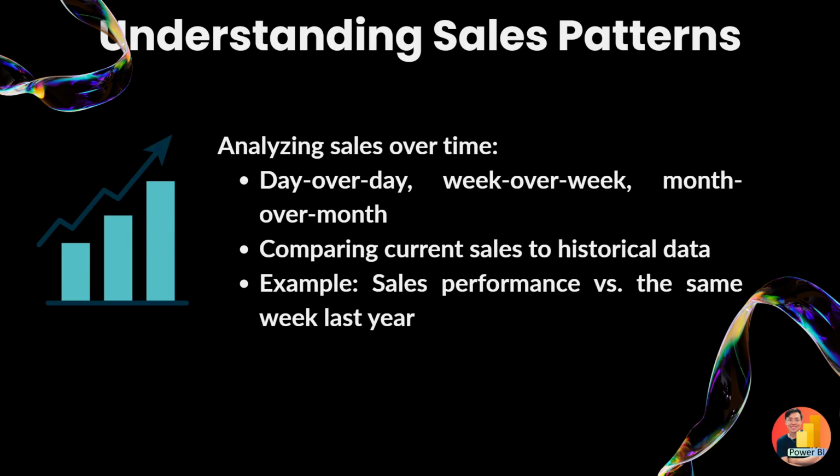So understanding sales patterns, we need to know how to analyze sales over time. There are a lot of types of analyzing. We can go day by day, week over week, month over month. All these are very important. Analyzing sales over time, compare current sales to historical data. We need something to compare against as a standard. Are we improving? Are we decreasing in sales? Example, sales performance versus the same week last year. This is all very important sales data.